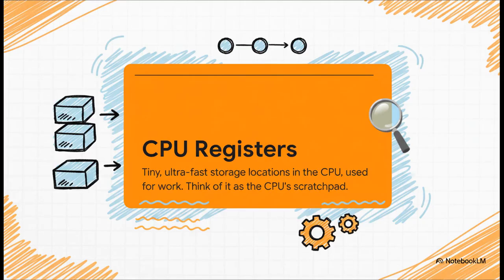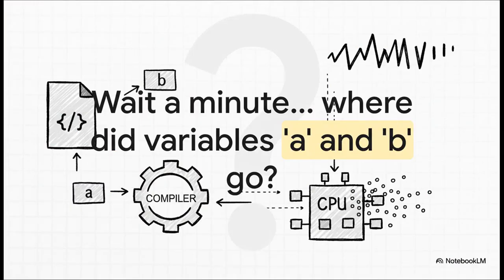So, you might be asking, what are those R0 and R1 things? Those are called CPU registers. And honestly, the best way to think of them is like a tiny, super fast scratch pad that's built right into the CPU itself. It's like when you're doing math in your head, you hold the numbers right there, ready to go. It's instant.